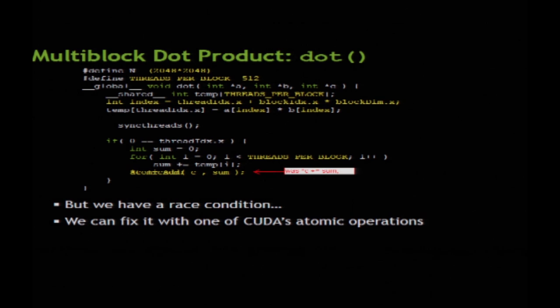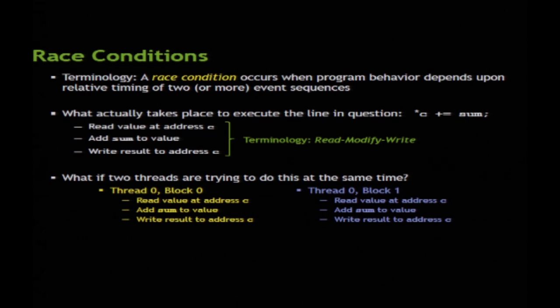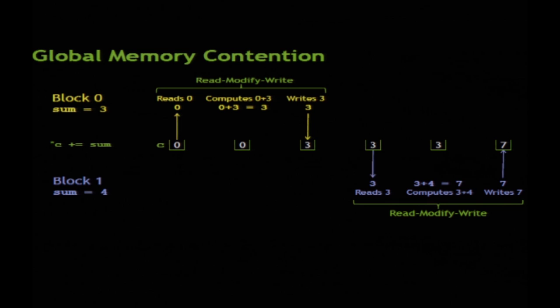Basically, a race condition occurs when program behavior depends on the timing of two event sequences. And why this needs an atomic is the way this would work: you'd read the value at address C from global, you'd add the sum to the value, and then write the result back. That's a read, modify, write that's pretty common. If two threads are doing this at the same time, these sequences of events can be interleaved in different ways. Here's one way that sequencing of memory operations could play out, and you get a 7, which in this one looks to be correct.